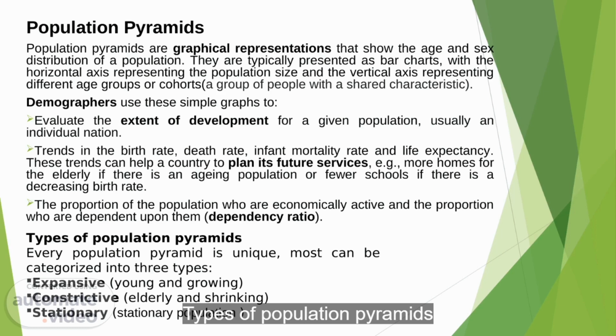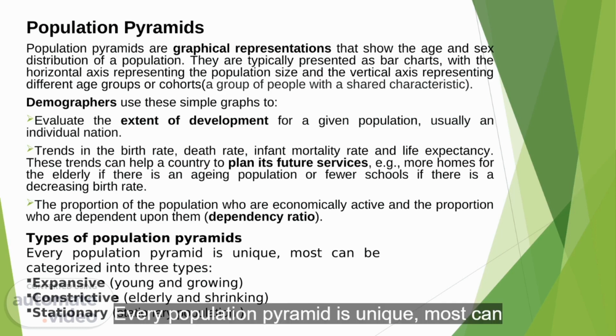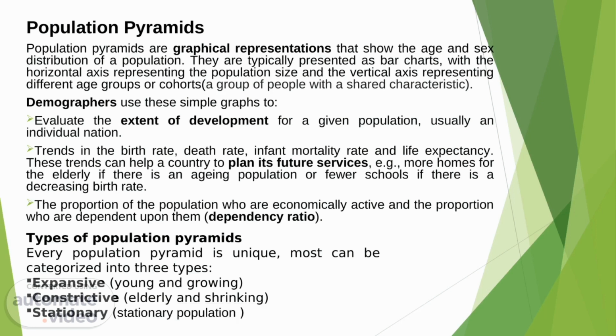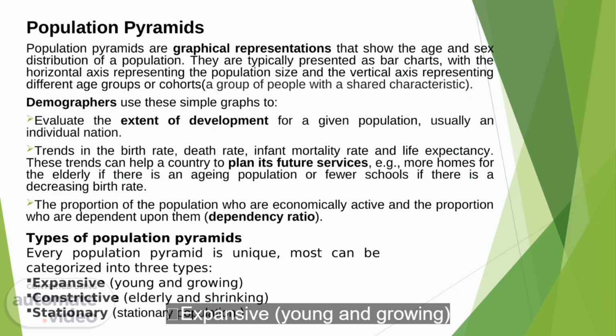Types of population pyramids. Every population pyramid is unique. Most can be categorized into three types. Expansive, young and growing. Constrictive, elderly and shrinking. Stationary, stationary population.